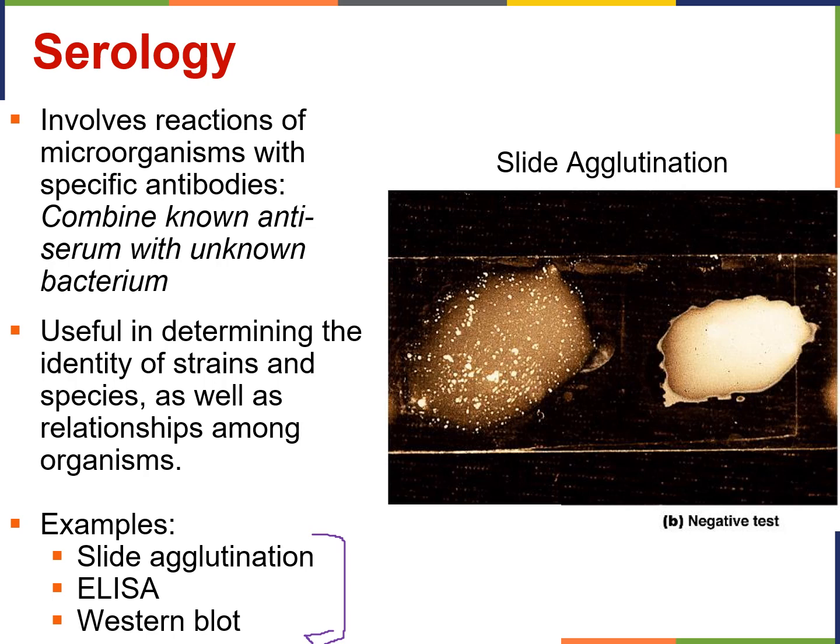Okay, so let's talk about slide agglutination and the way it works. You have a patient that comes in and your patient has been throwing up and has diarrhea, and you suspect that your patient has food poisoning. Well, the next question is, what kind of food poisoning do they have? Is it E. coli? Is it Salmonella? Is it Listeria? Is it Shigella?